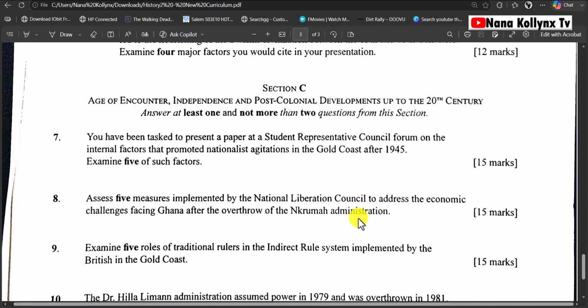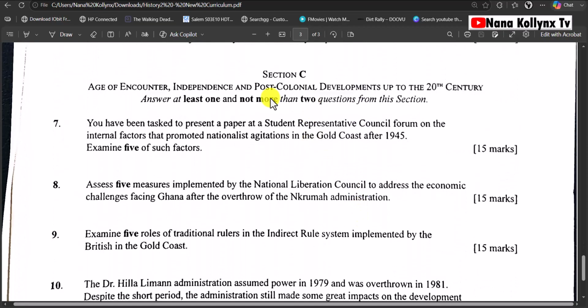The same thing applies to section C. Answer at least 1 or 2, not more than 2. 7. You have been tasked to present a paper at a Student Representative Council forum on the internal factors that promoted nationalist agitations in the Gold Coast after 1945. Examine 5 of such factors.